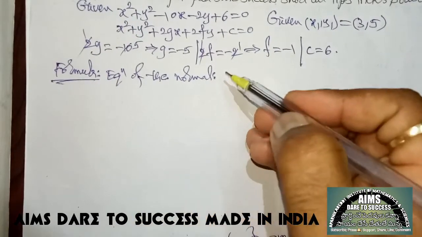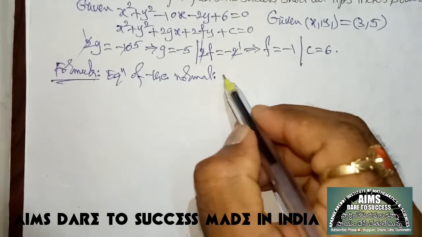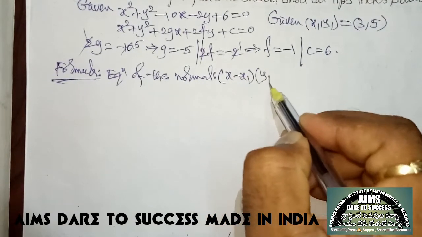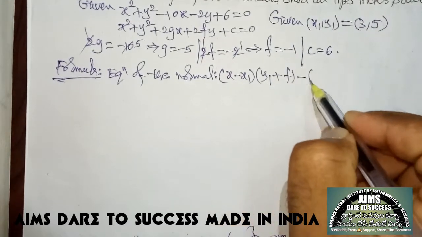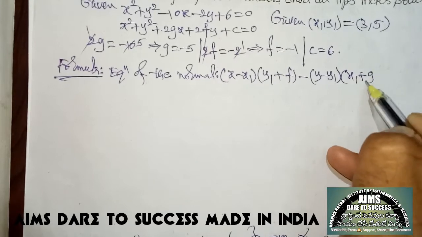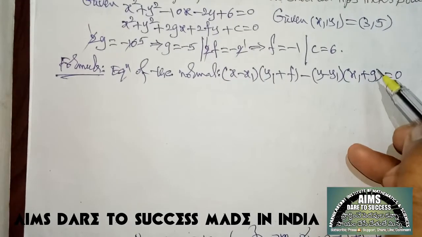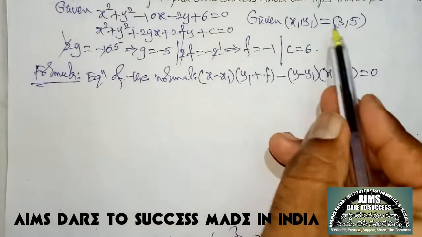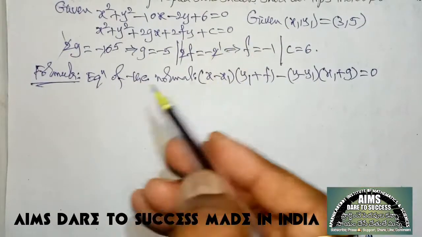What is the formula for the equation of the normal? (x − x1)(y1 + f) − (y − y1)(x1 + g) = 0. This is the formula. Here you can substitute the point and the f and g values.